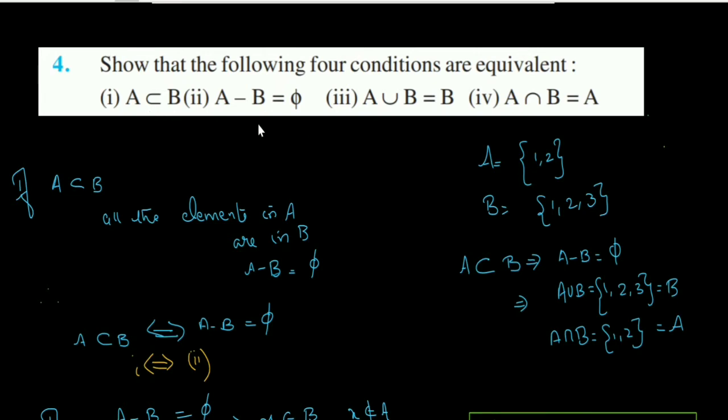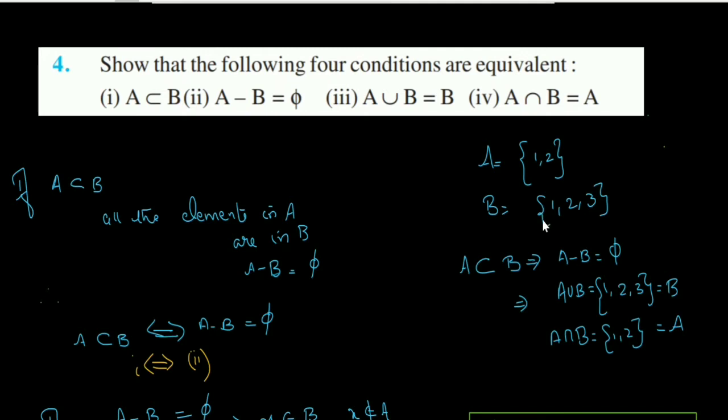B. What do you mean by A is a subset of B? All the elements present in A are also present in B, all the elements. So we will take an example. Set A is 1, 2. Set B we take it as 1, 2 and 3. You know that set A is a subset of set B.